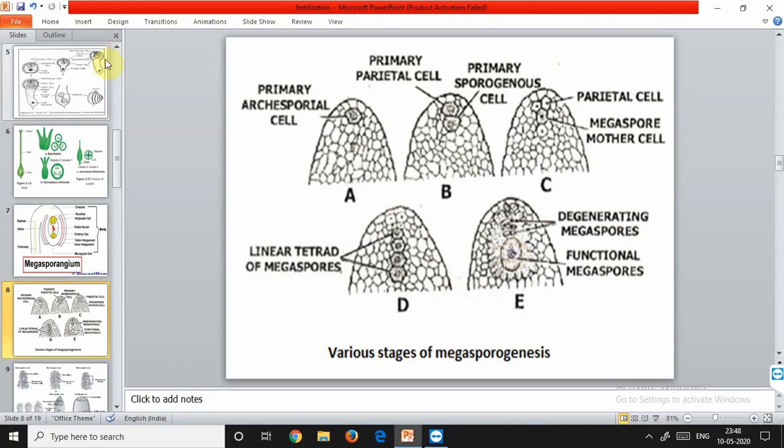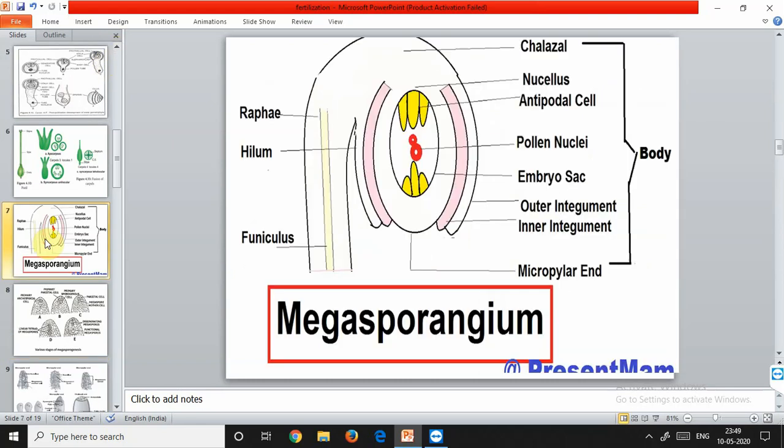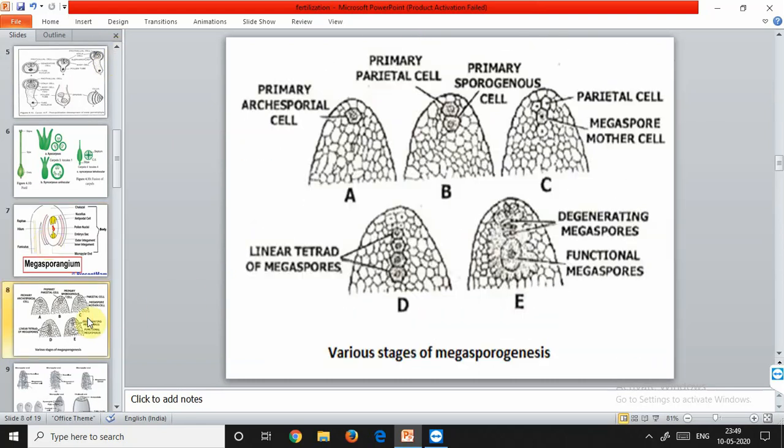The functional megaspore is commonly present towards the chalazal end. The chalaza, you must have noticed here. At this end, mostly there is the functional megaspore. So now only one megaspore remains in the ovule. This gives rise to the female gametophyte on development. This is how the development of the female gametophyte occurs. Such a female gametophyte, or embryo sac, which develops from a single megaspore, is called a monosporic embryo sac, or the polygonum type of embryo sac.